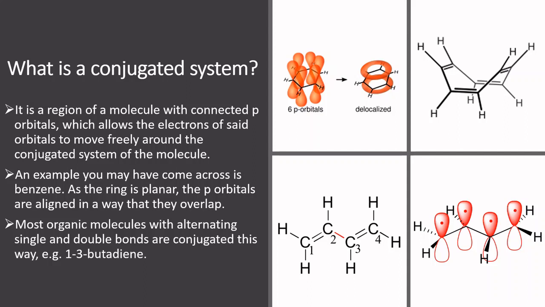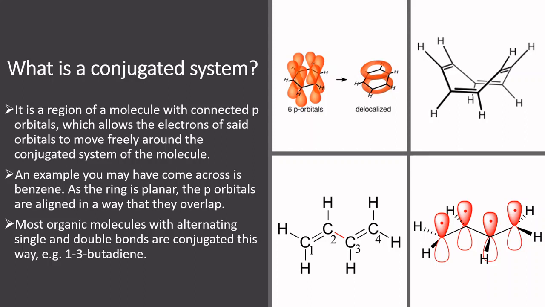They are a region of a molecule with connected p orbitals, which allows the electrons of said orbitals to move freely around the conjugated system of the molecule. These usually arise from alternating single and double bonds between carbons, as seen in the bottom left, and you need the right symmetry of the p orbitals for them to properly overlap with each other, causing this delocalized system as shown in the benzene ring.